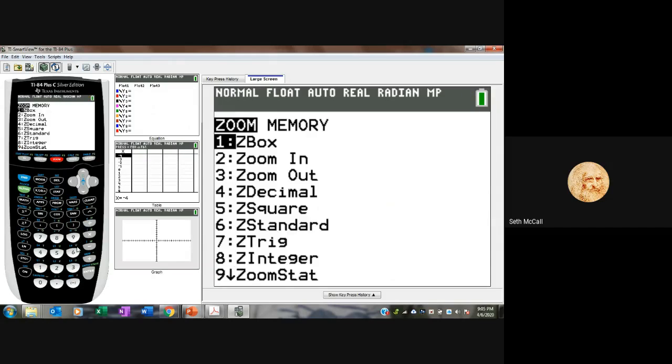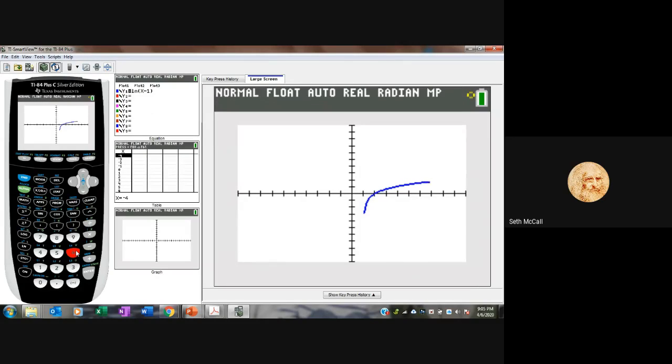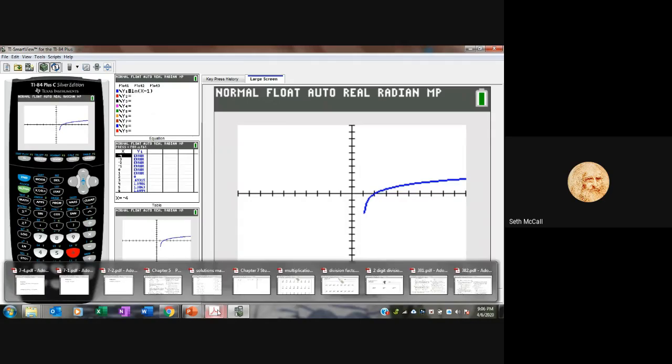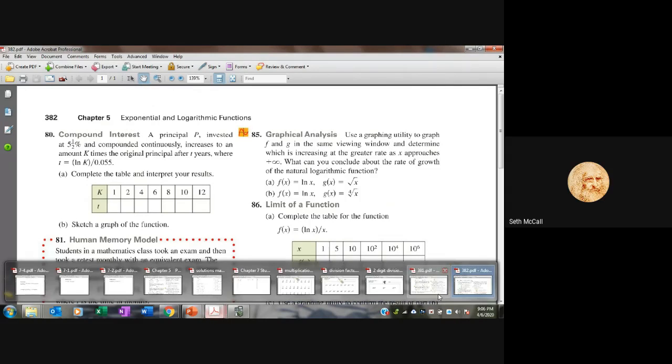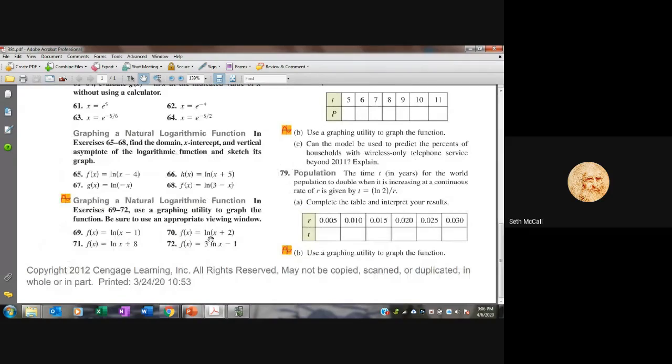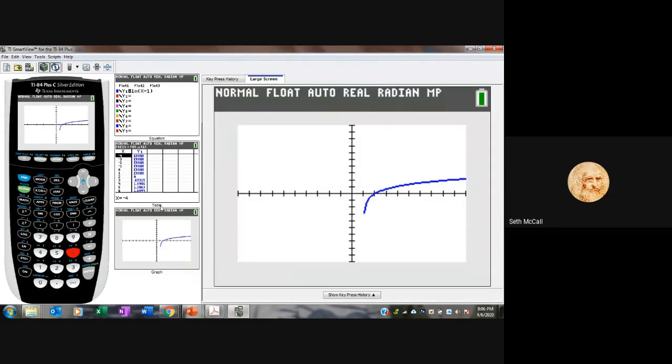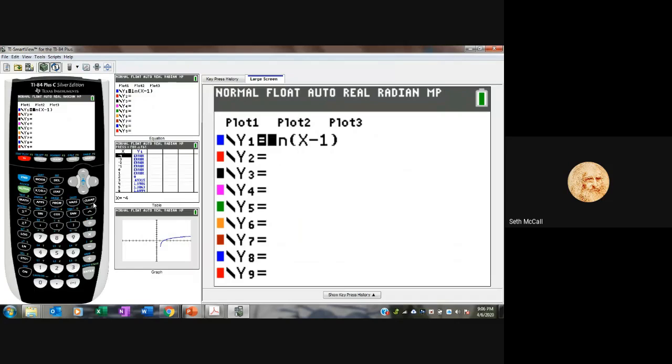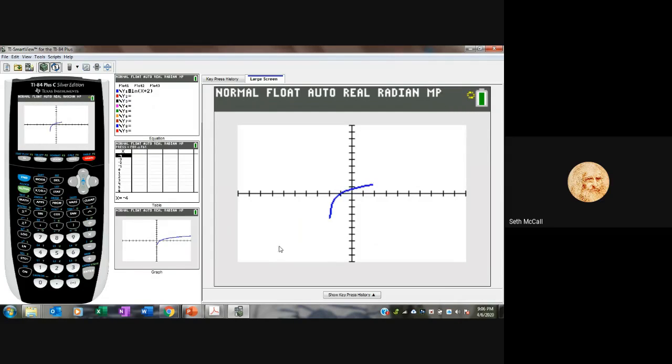Make sure you hit zoom 6, which gives us a standard window to look at, and you can see there's the graph, natural log of x minus 1. The next problem they wanted us to take a look at was natural log of x plus 2. And as a side note, before we do this, that plus 2 on the inside, x plus 2, would actually shift this graph to the left too. And so if you remember what the base parent function looks like, it starts here and goes up. This graph is shifted to the left 2.